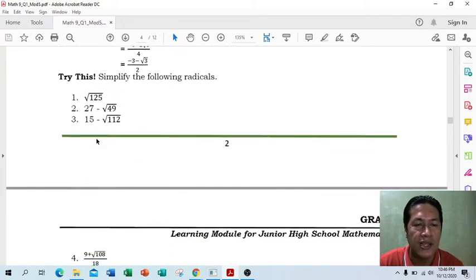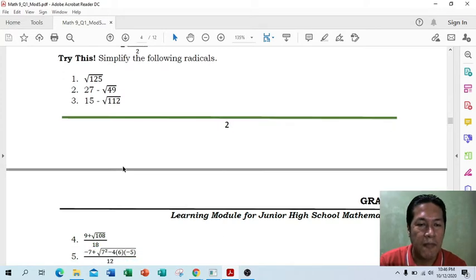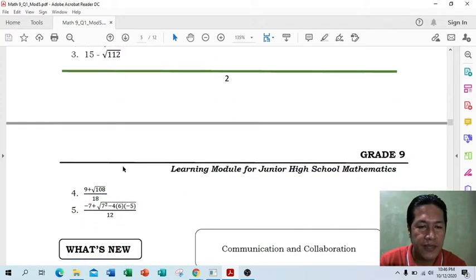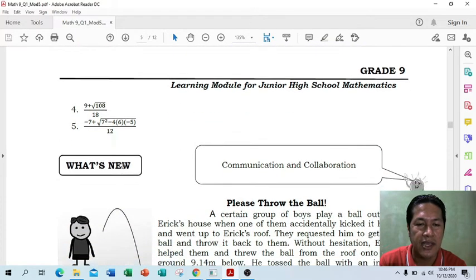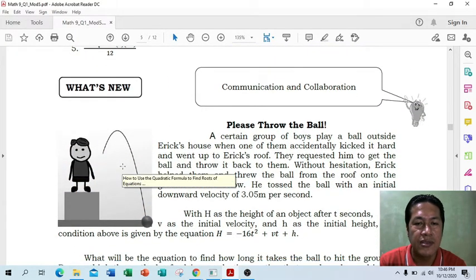Notebook lang. Yung mga dating notebook lang. Okay, do not buy a new notebook. May mga tira-tira na. Sayang naman. There are 5 items. Practice lang. Okay. Move tayo. What's new?